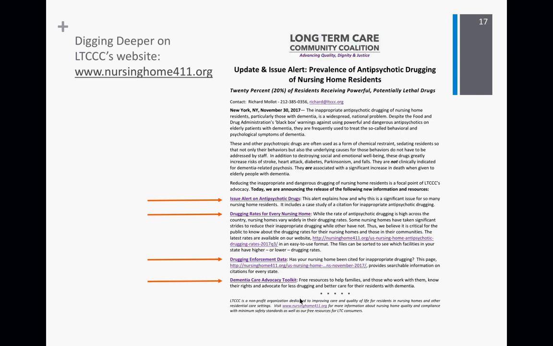But what we did here was this issue alert, and you could see by each of these arrows the different data that we put out. So we did the issue alert, which explains about antipsychotic drugging and why it's a significant issue. We provide the drugging rates for every nursing home in the country. We'll talk a little bit more about that. We provided drugging enforcement data. So at the same time as these new quarterly data came out from CMS, the Centers for Medicare and Medicaid Services, we also looked up the enforcement data from the Nursing Home Compare website, and we put together the data for every state. And I also want to mention we have a dementia care advocacy toolkit. So I wanted to include here in our alert what we make available for the community and for stakeholders to improve care and to undertake resident-centered advocacy related to the information that we're putting out.